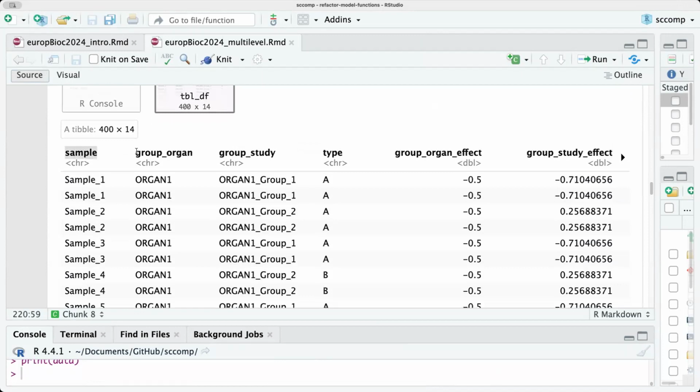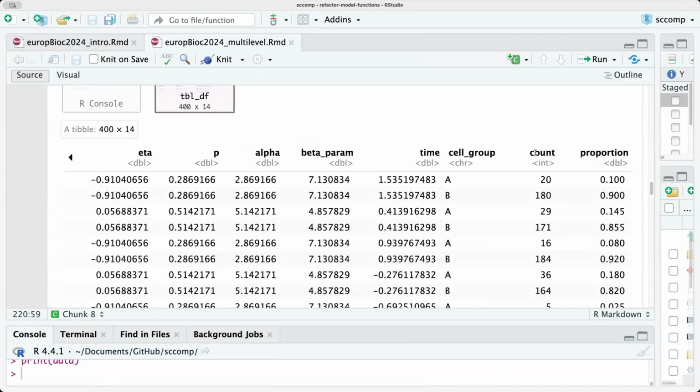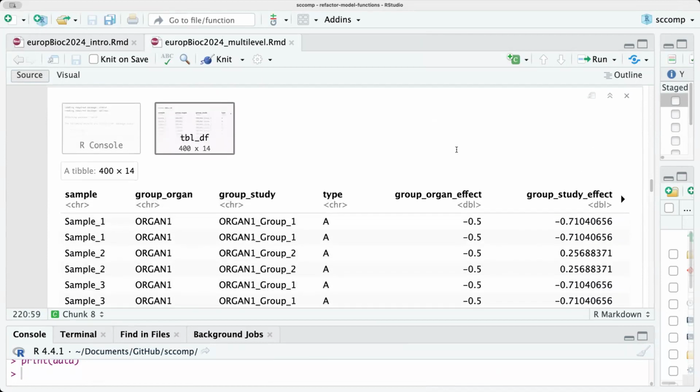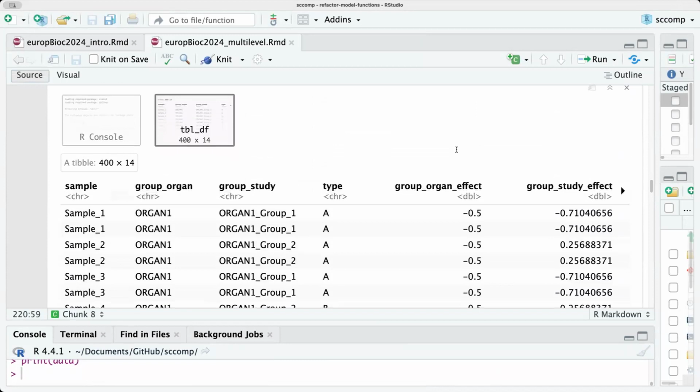You have the sample, and you must have your cell group, which is the second column. These two, sample and cell group, are needed, and the counts. And then in this case, we have our covariates, which is our grouping: group study and group organ. So in this case, we have a two-level hierarchy. And the other columns in this case are the effects of the simulation, but not relevant for sccomp.